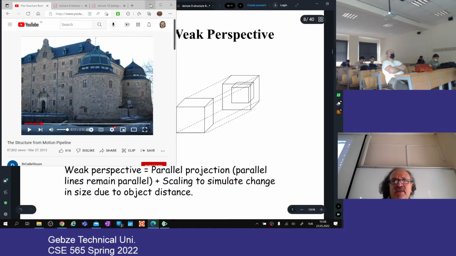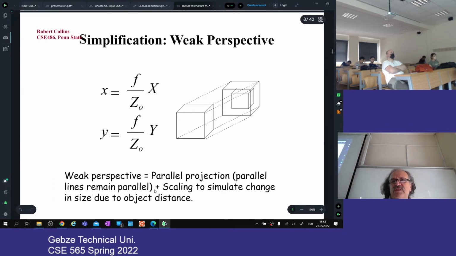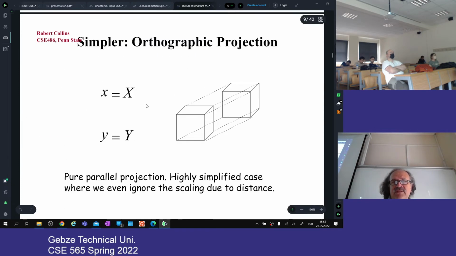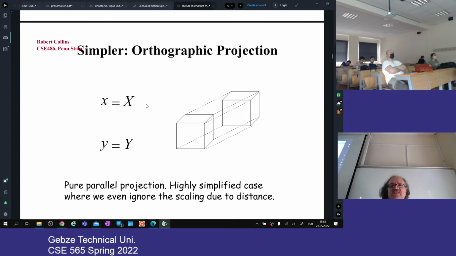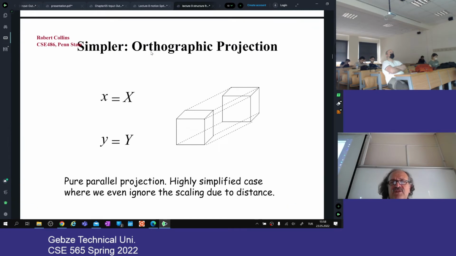So instead of using this formula, I am going to use this formula. Or in fact, why don't I just take this division f over z0 as a constant number. So it's like orthographic projection. Just ignore this number, right? Just take it like 1. So it's going to make our job a lot easier. So our projection became x is equal to x, y is equal to y, and ignore z.